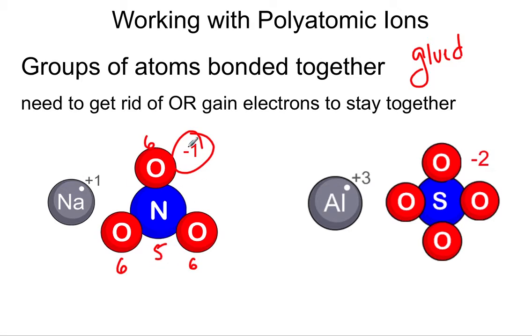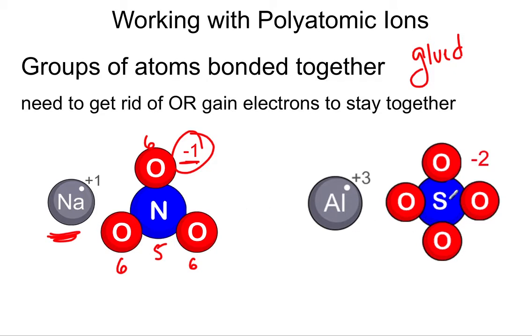stick together. They need to get one more electron from somewhere, maybe from a sodium. So if they get that little electron, then these guys can all stick together and hang out as a package. So it's got to be one nitrogen bonded with 3 oxygens and that extra negative 1 electron. And where does it come from? Probably somebody who wants to get rid of 1 electron.